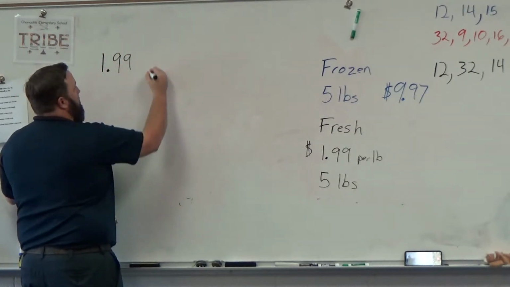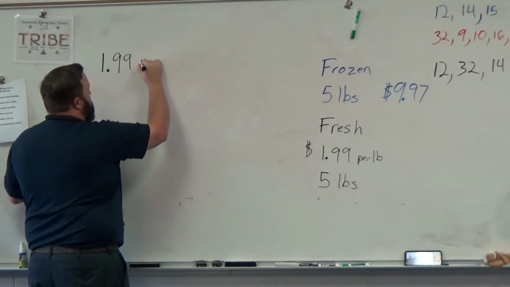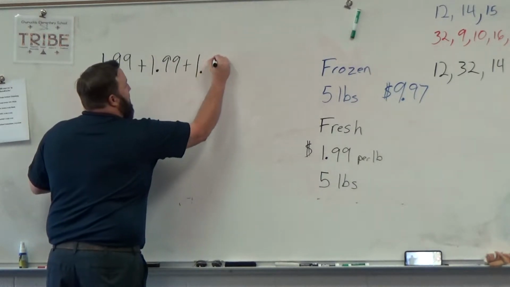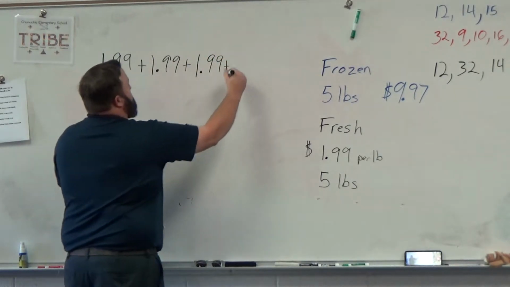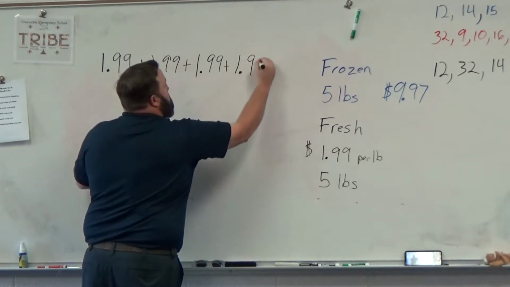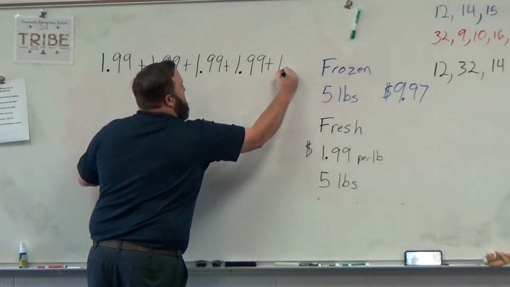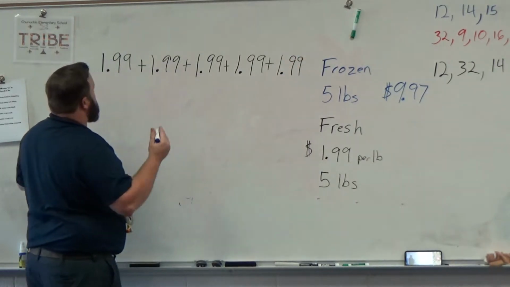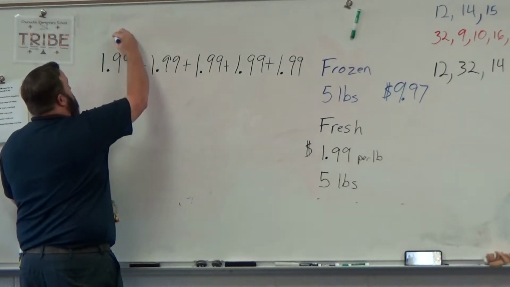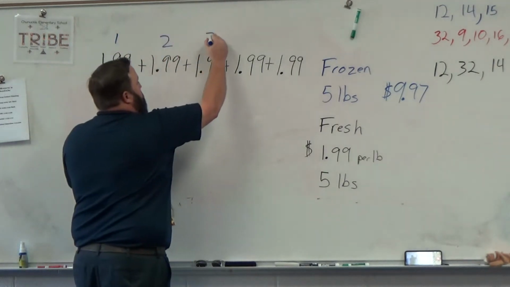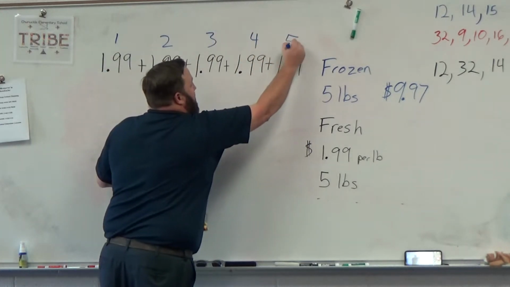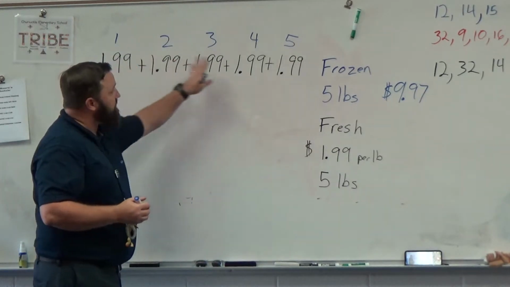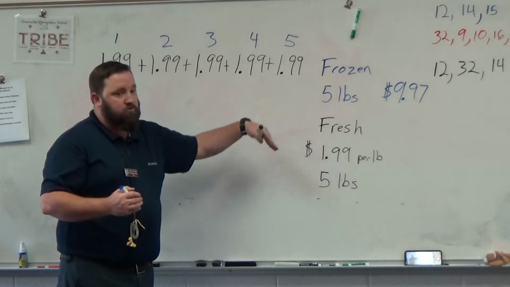So if I write that using addition, I'm going to have $1.99. I'm going to leave the dollar signs out because I'm going to write a bunch of them. Plus $1.99, plus $1.99, plus $1.99, plus $1.99. I go back and count them up, because I want 5 pounds. So this was 1 pound, 2 pounds, 3 pounds, 4 pounds, and 5 pounds. That's my 5 pounds of chicken, and I can add all 5 of those $1.99s up.